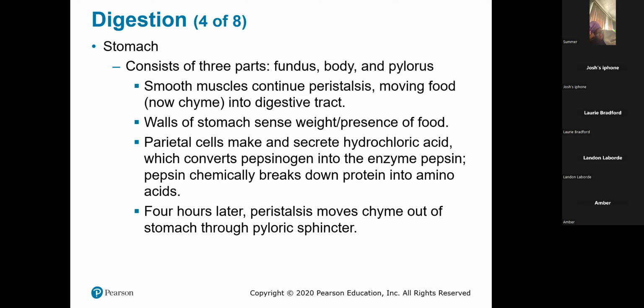The walls of the stomach sense the presence of food, and the parietal cells make and secrete hydrochloric acid, which converts pepsinogen into the enzyme pepsin. And pepsin chemically breaks down protein into amino acids. About 4 hours later, that peristalsis moves the chyme out of the stomach through the pyloric sphincter.